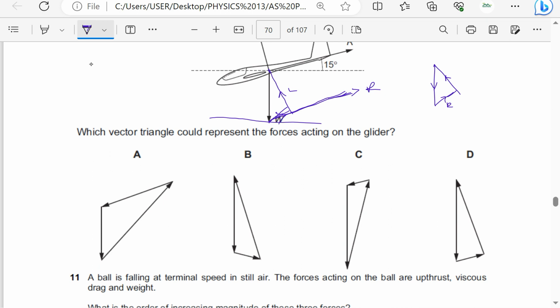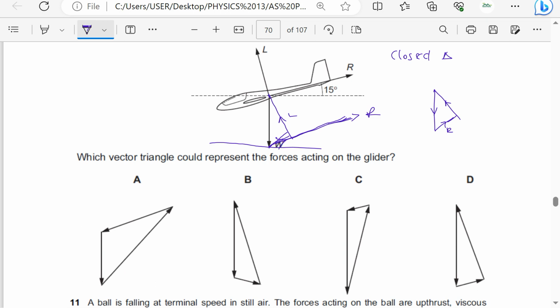Of course, the weight should be vertical downwards. All of them are acting vertically downwards. Then R should not change direction. In this one, R has changed direction. Here also R has changed direction. Here maybe they have maintained R, but the angle with the horizontal is very large, so this can't be R. Second, we don't have a vector pointing this side, so this is not going to be correct. So the answer is going to be D.